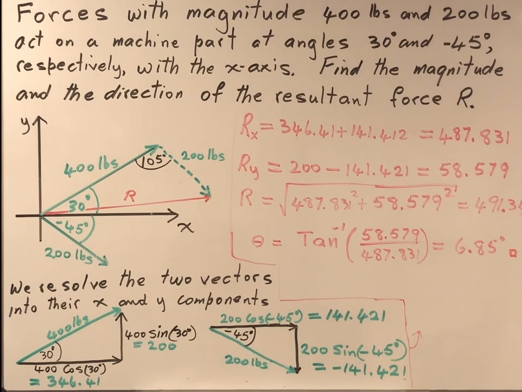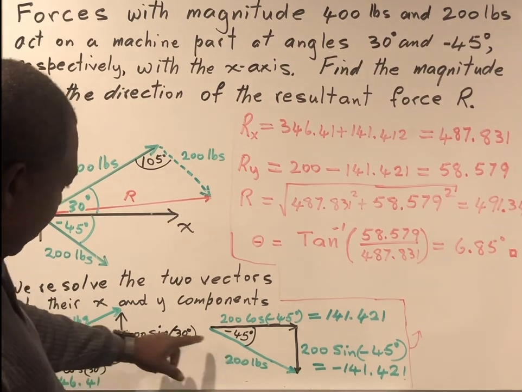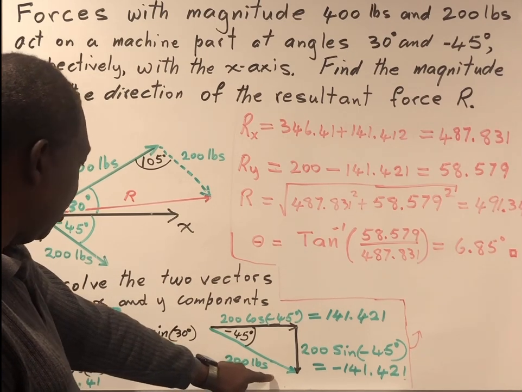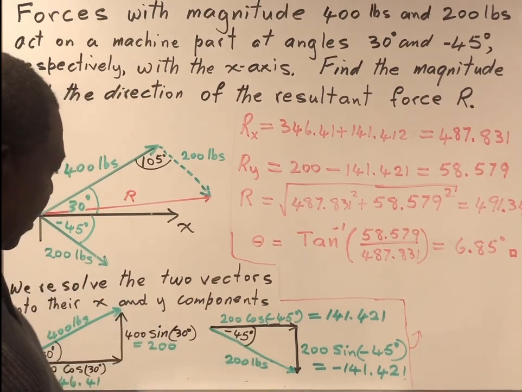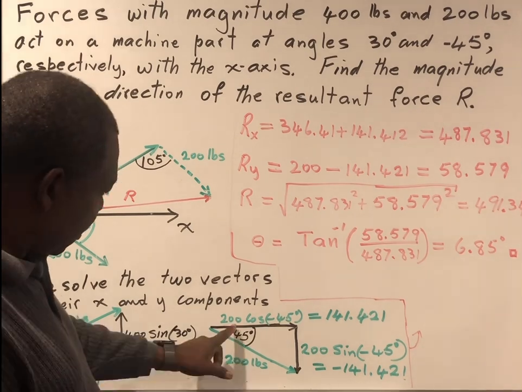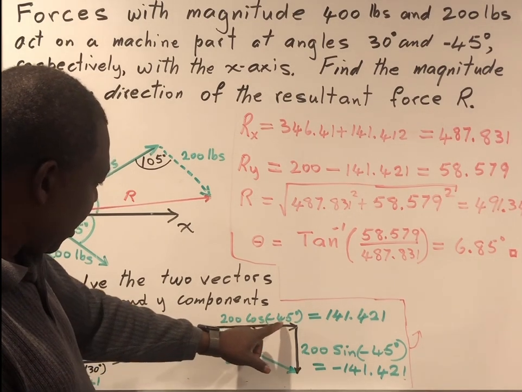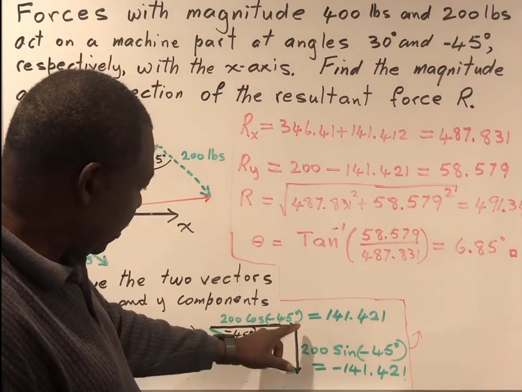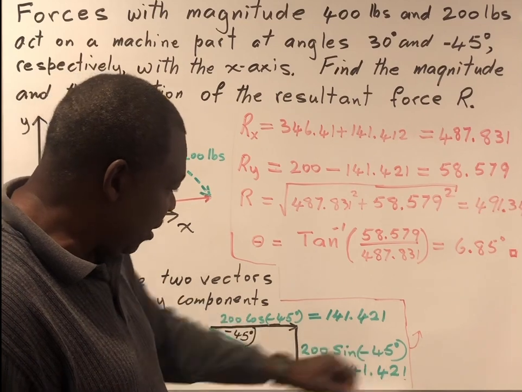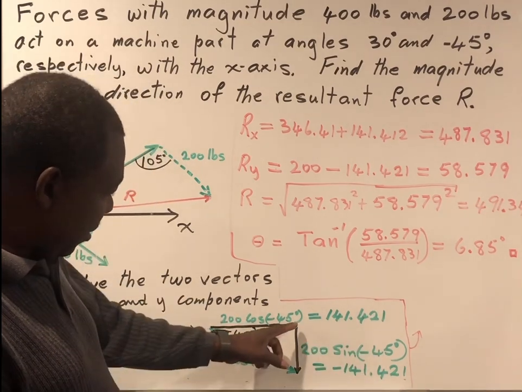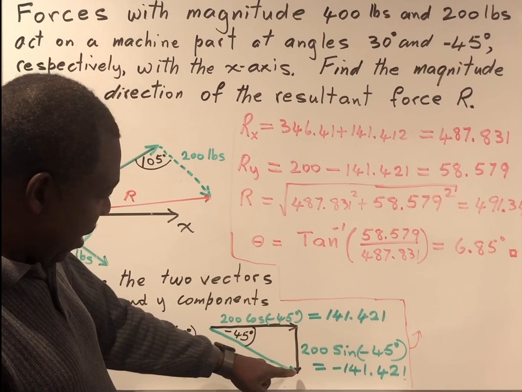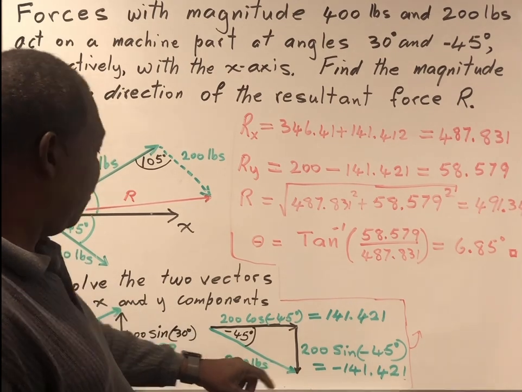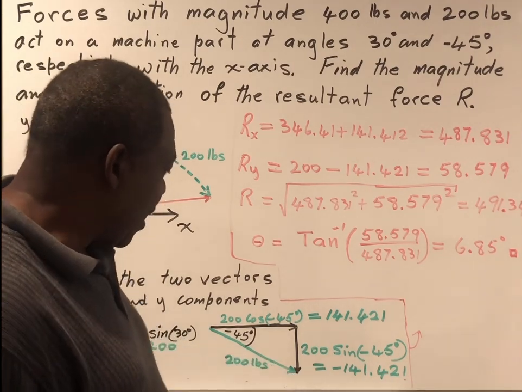pounds. And over here, note the direction of the 200 pound force. This angle here is negative 45 degrees. The x component is 200 cos negative 45 degrees, and the y component is 200 sine negative 45 degrees. Notice that the y component is negative as the vector is going in the opposite direction from the positive y-axis.